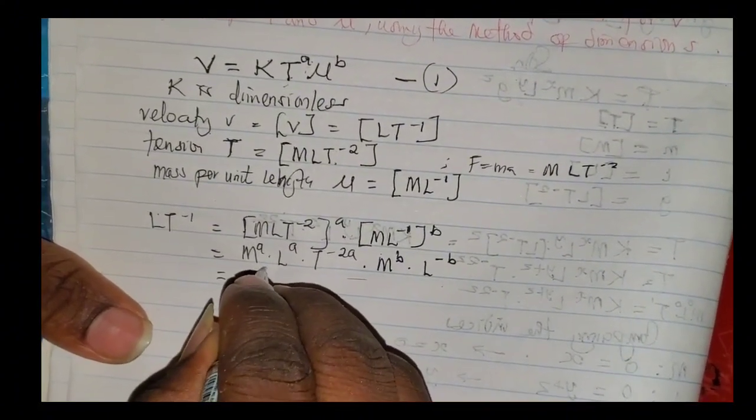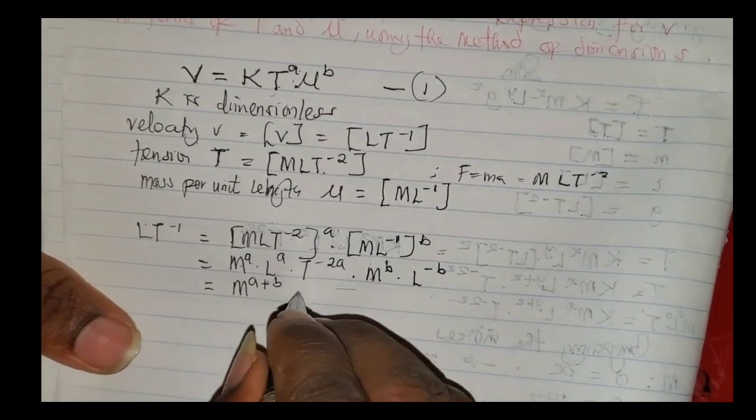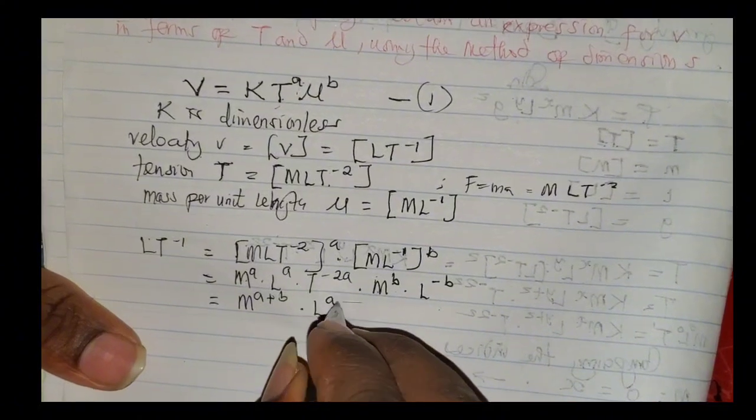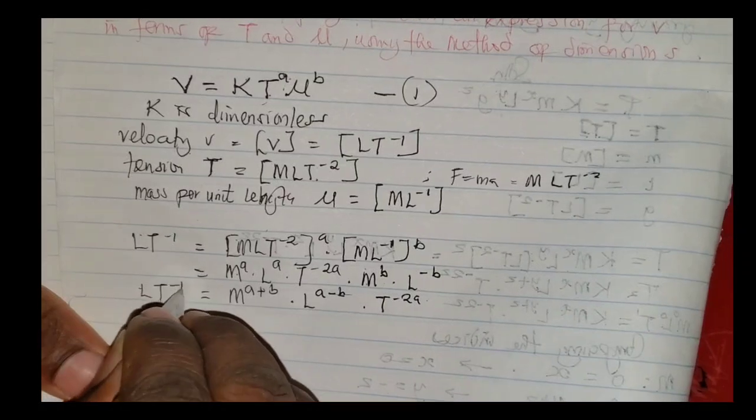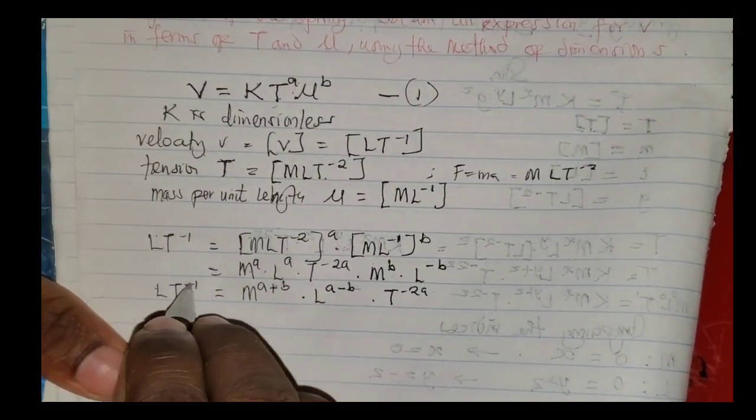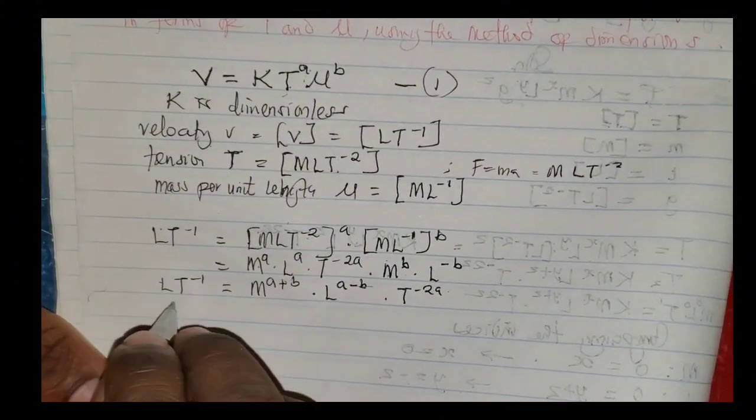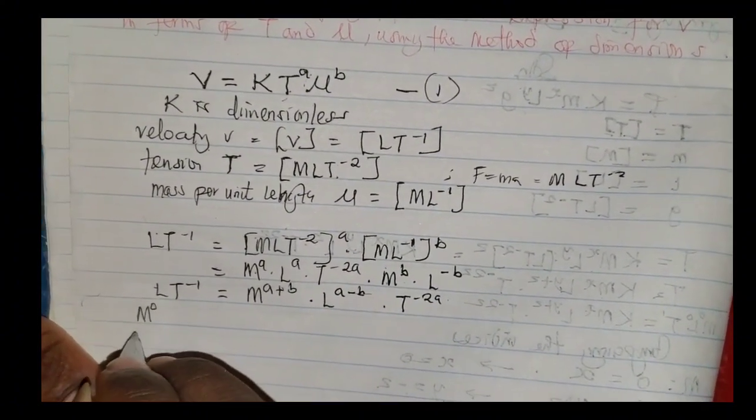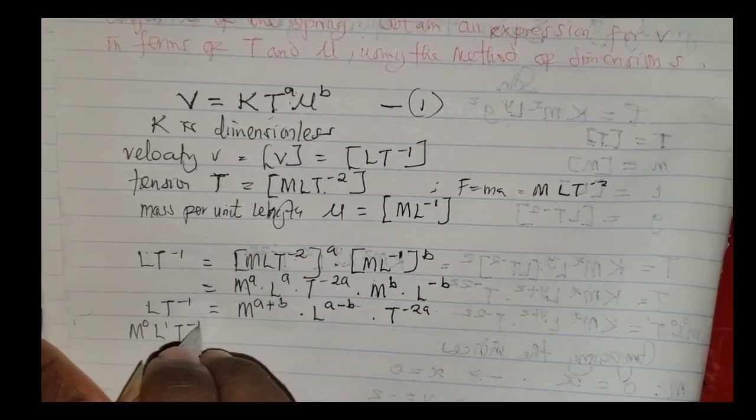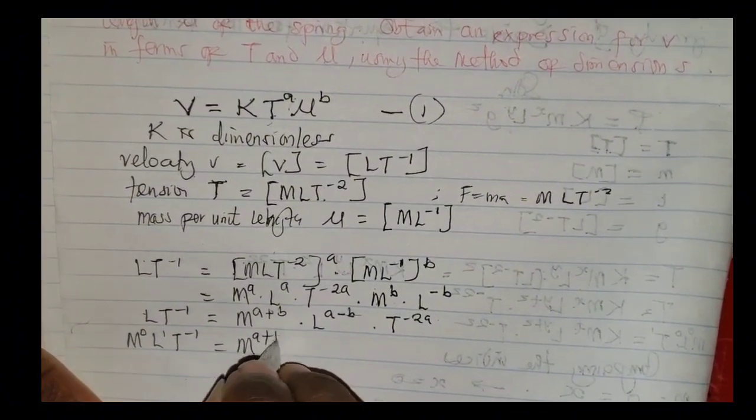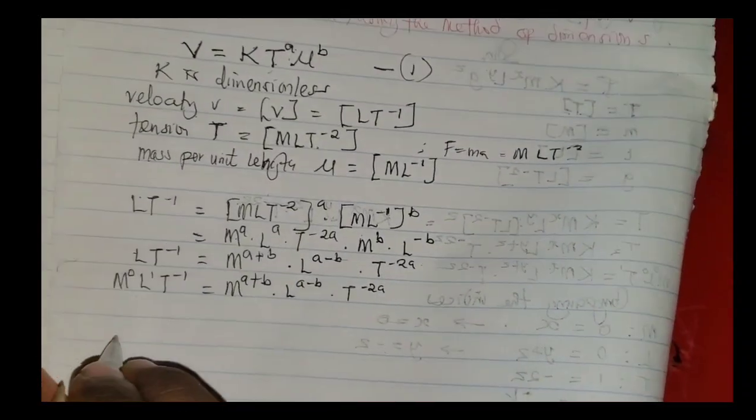We have M raised to power a plus b, then L raised to power a minus b, times T raised to power -2a. And this is equal to LT^-1. We don't have the M value here, so we can take it as M^0, because anything raised to power 0 is 1. So M^0 L^1 T^-1 equals M^(a+b) L^(a-b) T^-2a.